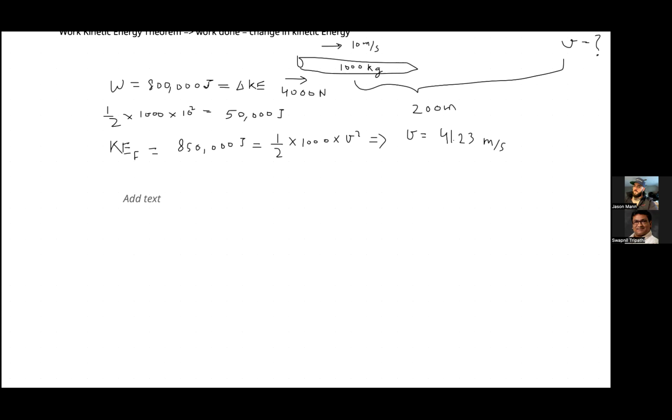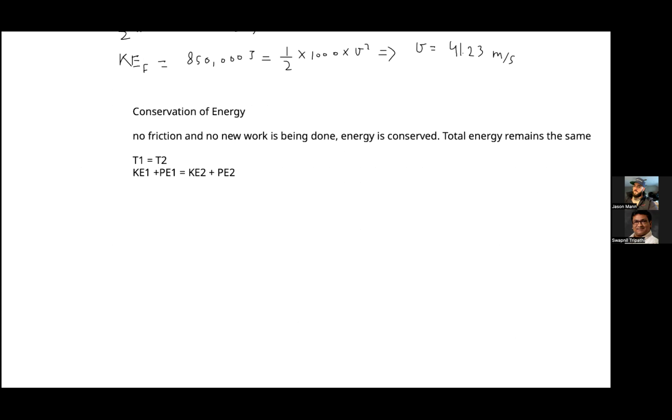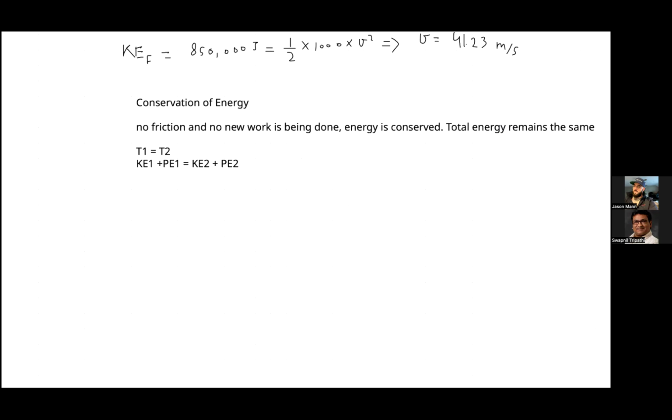In more detail, we can write it as KE1 plus PE1 is equal to KE2 plus PE2. All right. So at any point of time, a system has some amount of kinetic energy and some amount of potential energy. The sum of those should remain the same. So what's an example of this?